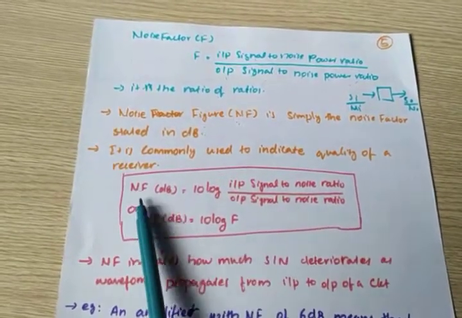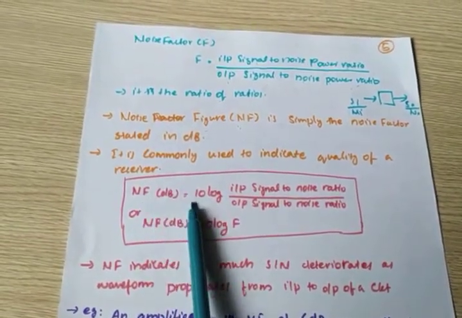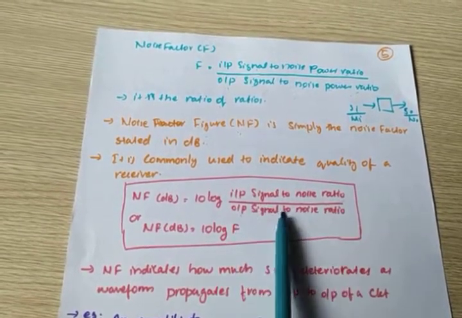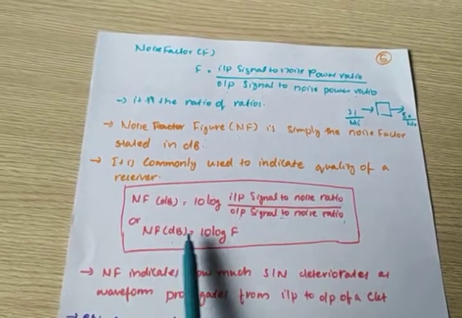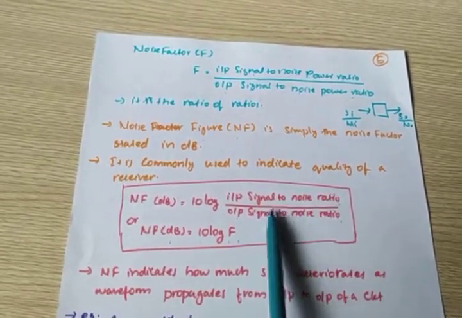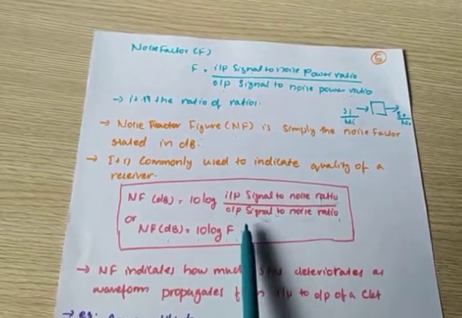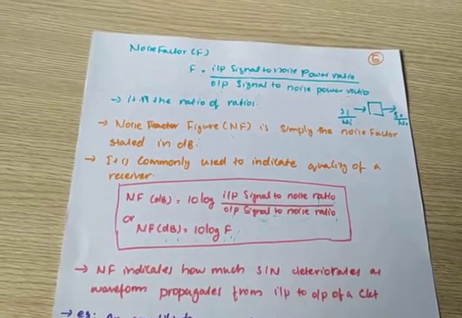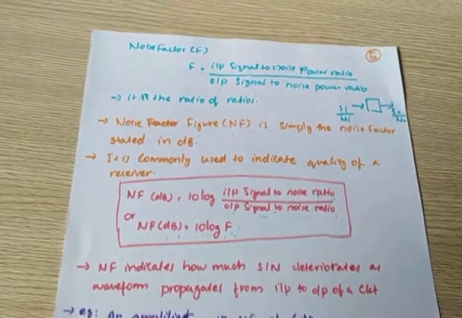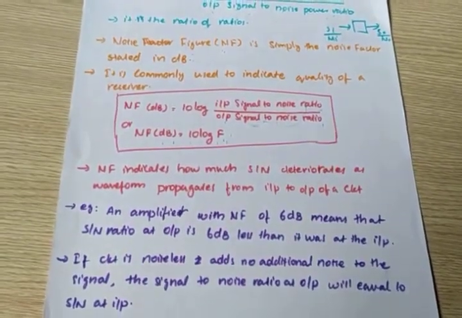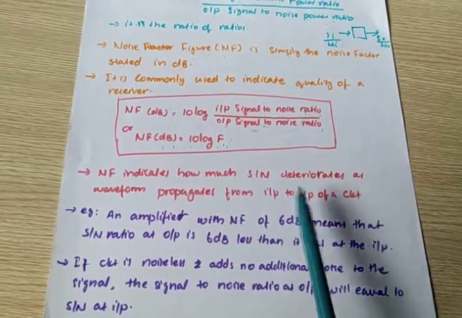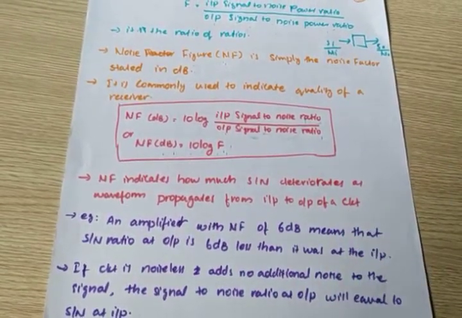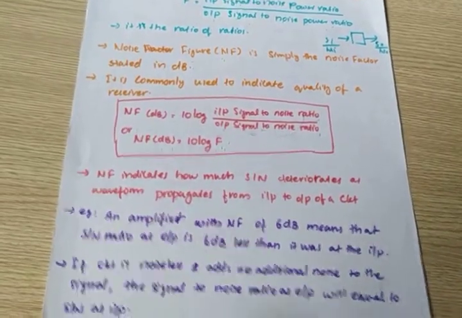So noise figure in dB is 10 log input signal to noise ratio by output signal to noise ratio, or we can say NF in dB is 10 log F. This is nothing but noise factor F. Take the logarithm of that, we will get noise figure in dB. So noise figure indicates how much signal to noise ratio deteriorates as the waveform propagates from input to output of a circuit.